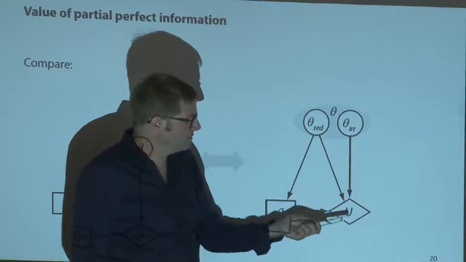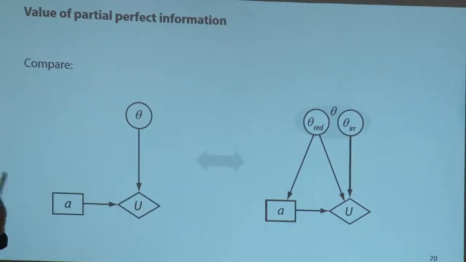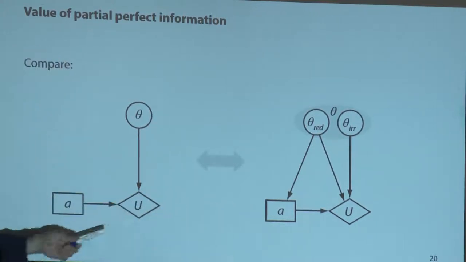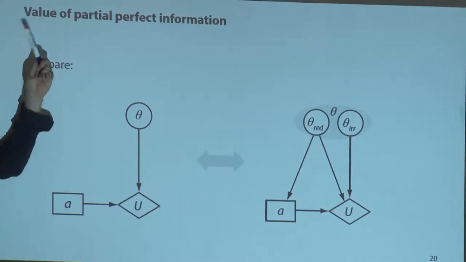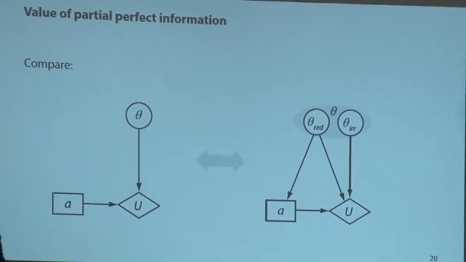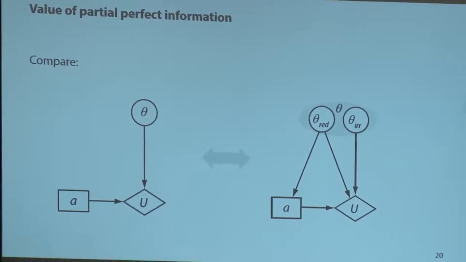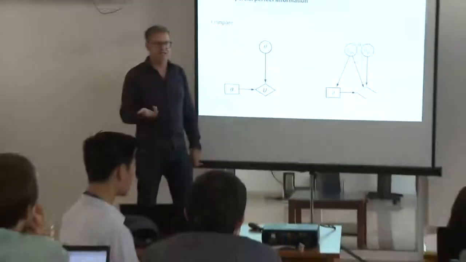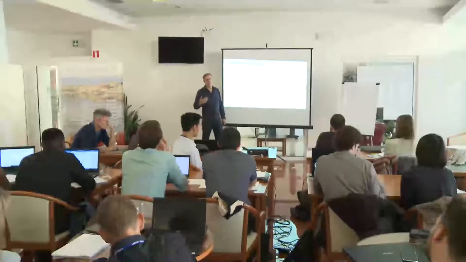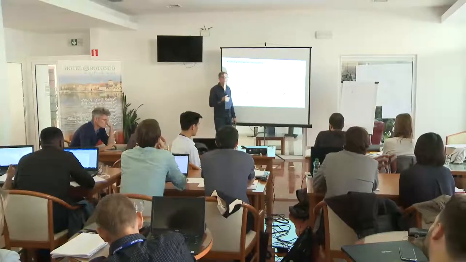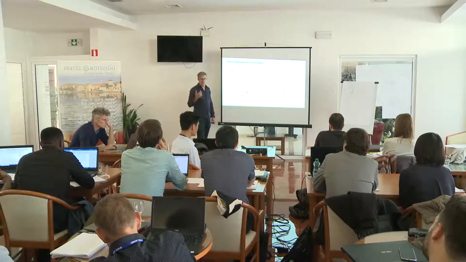So he could have compared this to this and realized that there is not much point in doing any analysis because you would have seen that the value of partial perfect information would be very small. So this is often a useful concept and tool to do an initial analysis before you go and actually model the likelihood and try to understand the quality of your information.